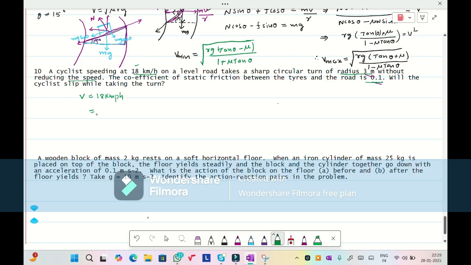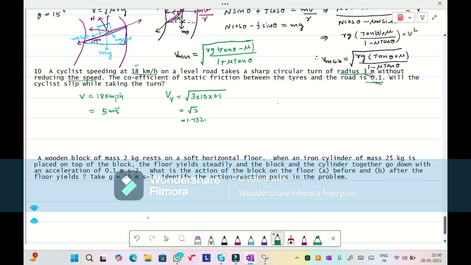So now verify that in meters per second. This will be 5 meters per second. This is the speed with which he is coming to take the turn. But because of the coefficient and the radius, the speed required to take that turn of radius 3 meters is equal to root of rg mu, that is 3 into 10 into 0.1, which equals root 3.